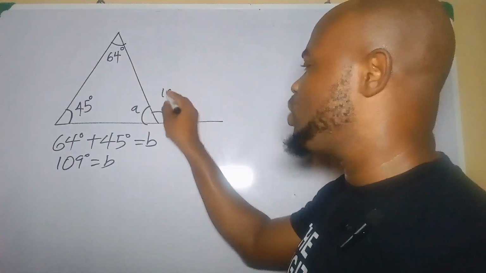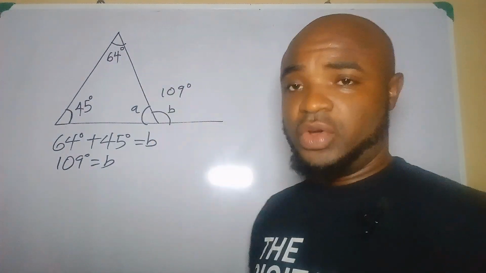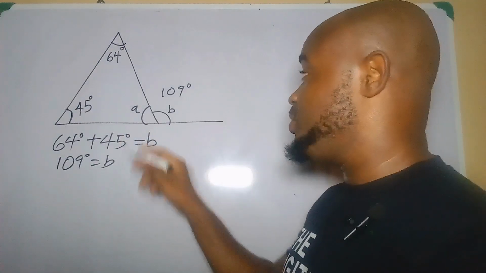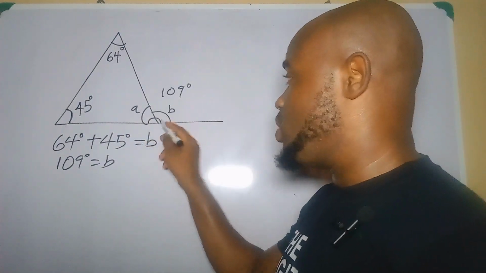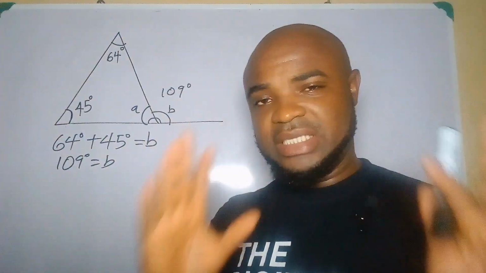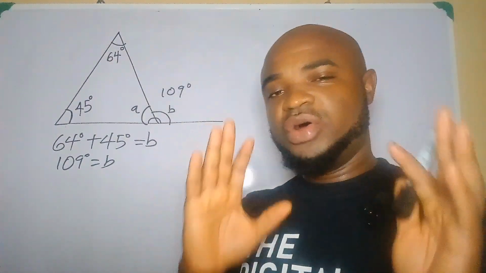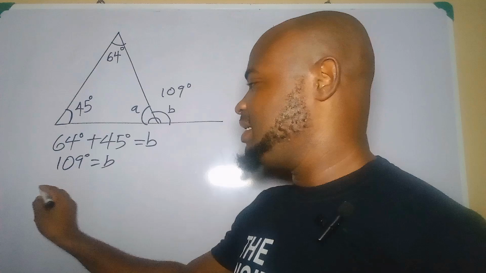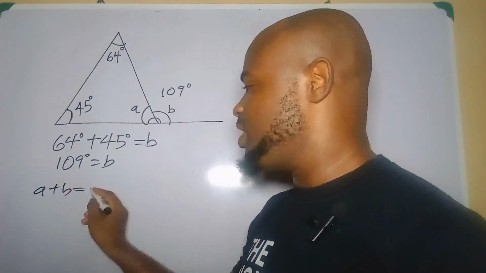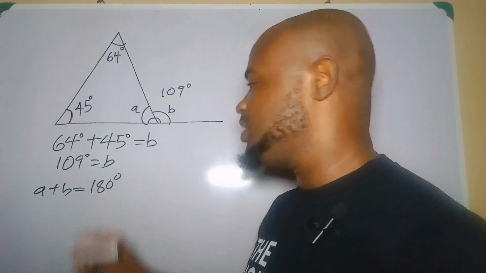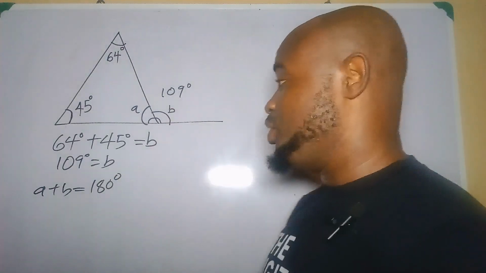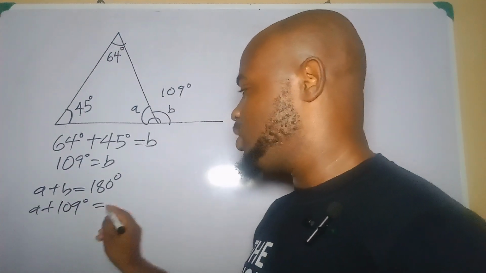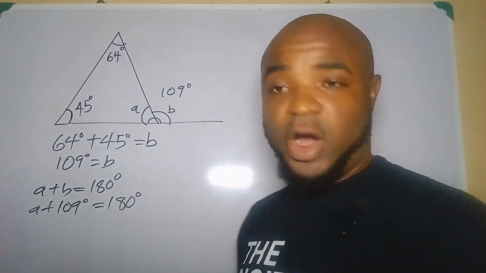Good. So if this is 109 degrees, how am I going to find angle A? Very simple. As you can see, angle A and angle B are resting on a straight line. And we're meant to understand that the sum of angles on a straight line is what? 180 degrees. So that is angle A plus B equals 180 degrees. So that means I have my B already. So I can say A plus 109 degrees equals 180 degrees. I hope you are still following.